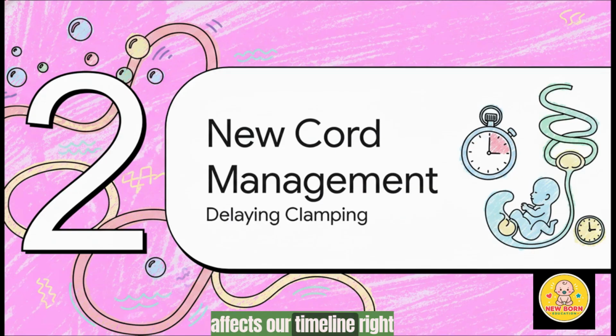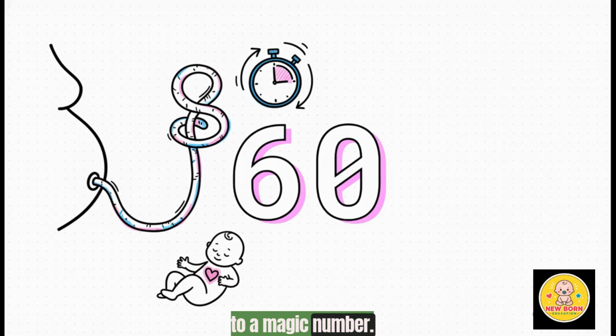Moving right along to Section 2, New Cord Management Plans. Let's see how this affects our timeline right at the delivery bed. And this brings us to a magic number, 60. Seriously, if you take away just one number from the early steps of this explainer, make it this one. 60 is your new extended baseline time, in seconds, for cord clamping.